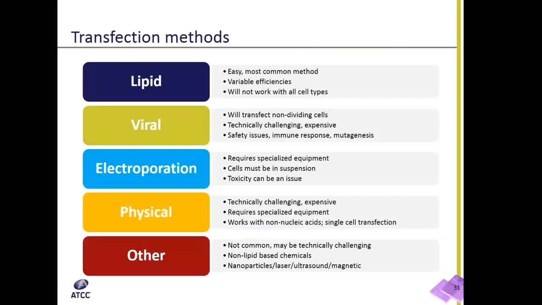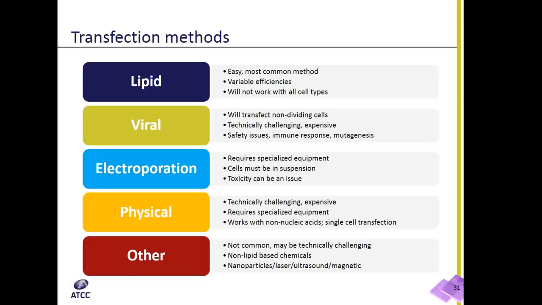Okay, so there's a list of all the basic transfection types on the left. The first one, lipid transfection, is the most common, least expensive, and the easiest method to run. Basically, it involves complexing a lipid to the DNA or RNA of interest, and then incubating the complex with your cell culture. We're going to discuss this technique in greater detail in a few minutes.